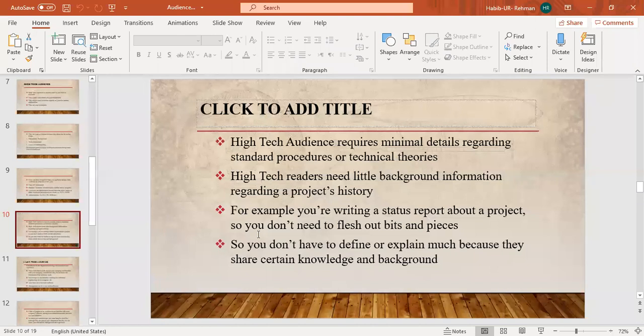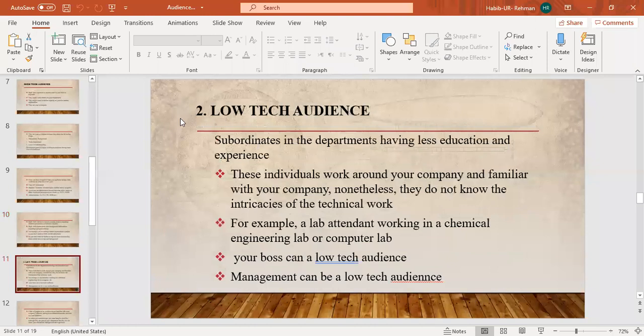So on that basis, you know their context, you know they are well versed or expert in the field of computer science. So you don't need to explain every definition and acronym or abbreviation, because they already know these kinds of concepts. Then comes low tech audience.